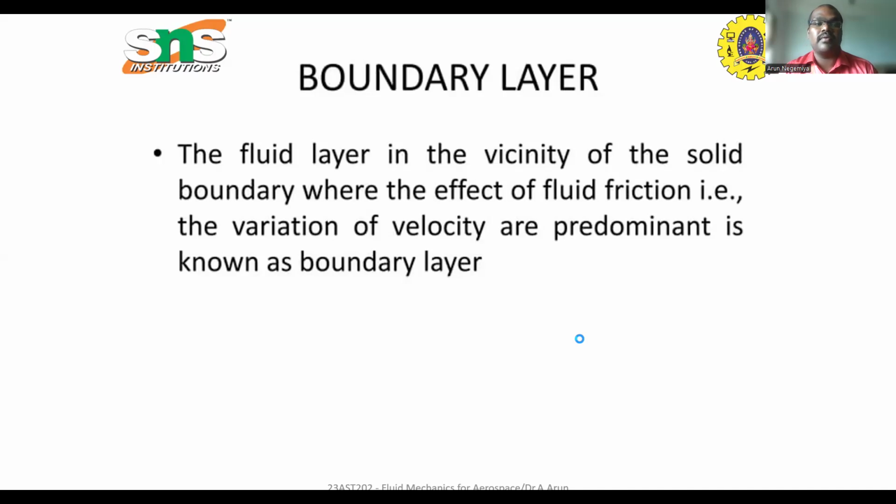Formation of the boundary layer: when the fluid moves fast over an object, the fluid molecules next to the surface stick to it, causing the molecules above to slow down. This creates a layer of fluid where the velocity gradually changes from zero at the surface to the free stream velocity at a certain distance away.